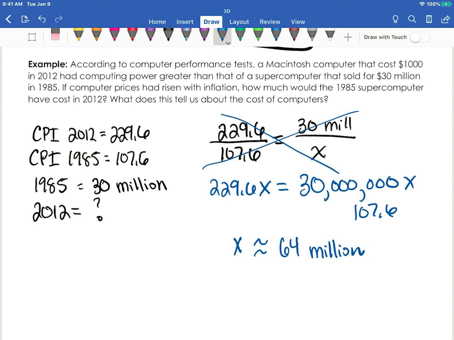So if computer prices went up with inflation, the computing power of a 1985 supercomputer would have cost $64 million in 2012. But now we know that if we go into an Apple store or buy a Dell online, we can get a laptop for $2,000 or less. So this really didn't rise with the rate of inflation. The cost of computers has really gone down with time. So you can see that not all products rise and fall exactly with inflation. These values are just estimates.